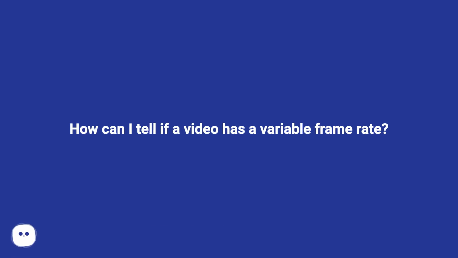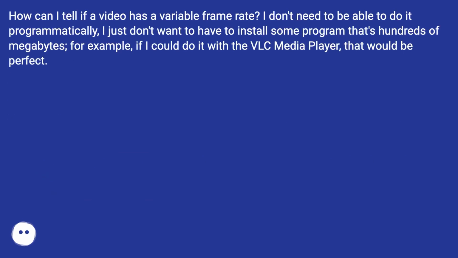How can I tell if a video has a variable frame rate? I don't need to be able to do it programmatically, I just don't want to have to install some program that's hundreds of megabytes. For example, if I could do it with the VLC media player, that would be perfect.